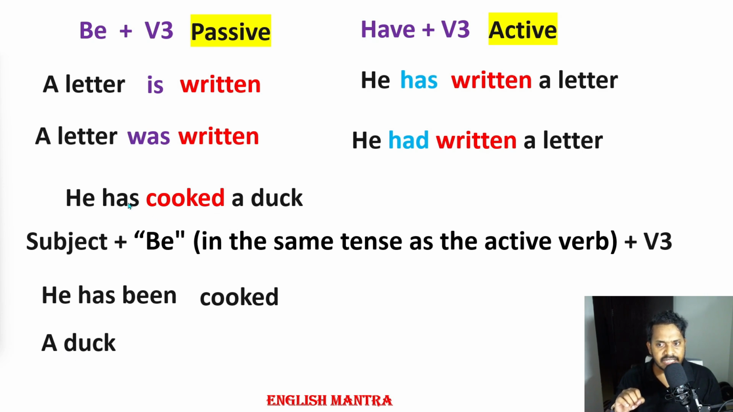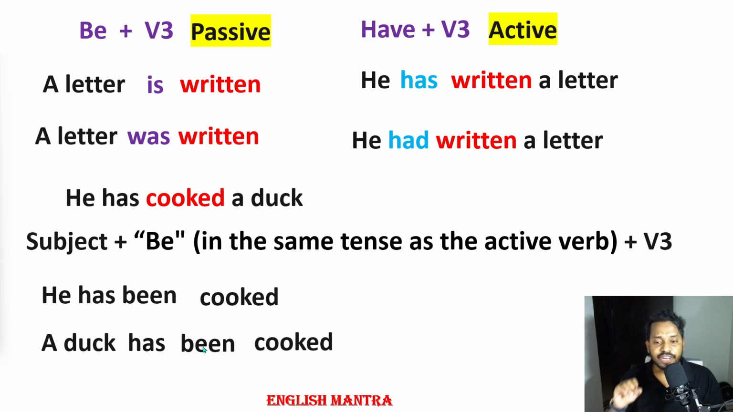So it should be like this. A duck. After that, same as before. What did I say? The be form should be in the same tense as the active verb. Here it is in present perfect, right? So use the perfect be form, that is "has", and use be in its past participle form, since the verb here is in its past participle form. It would be "a duck has been". Now use this verb in its past participle form: cooked. A duck has been cooked. Now this sentence is in present perfect tense but in passive voice. This sentence is also in present perfect but in active voice. This sentence is also in present perfect, but this one is in passive voice.